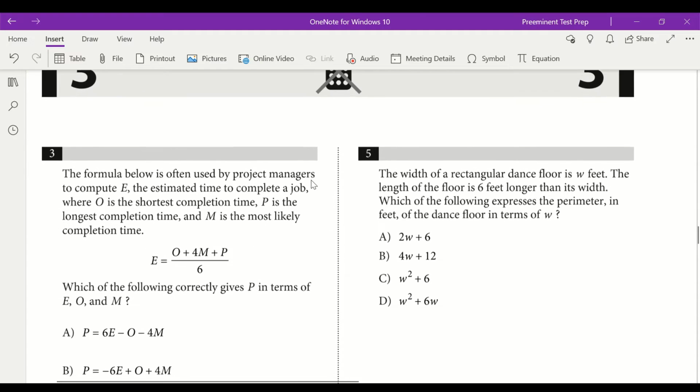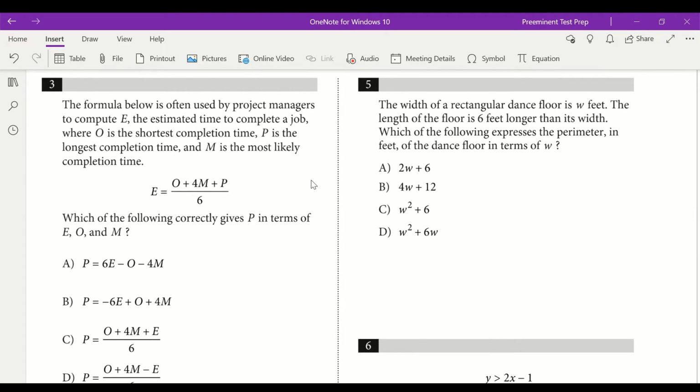Question 3. The formula below is often used by project managers to compute E, the estimated time to complete a job, where O is the shortest completion time, P is the longest completion time, and M is the most likely completion time. Which of the following correctly gives P in terms of E, O, and M? Alright, so all we got to do is set the equation to where P is equal to it, right?